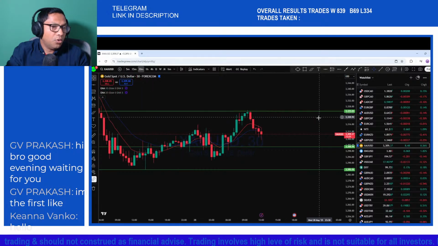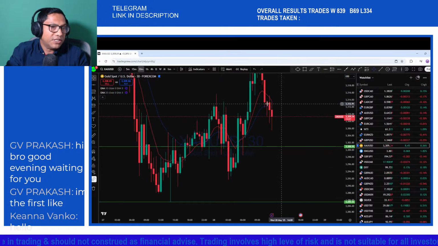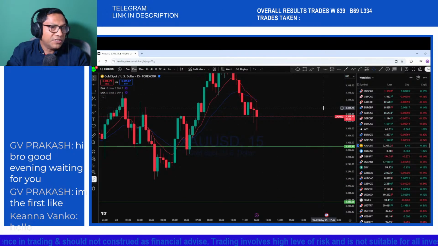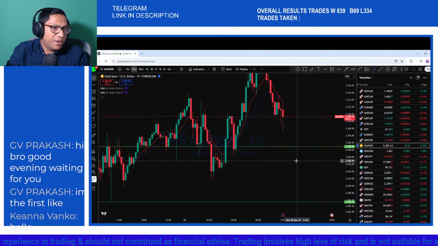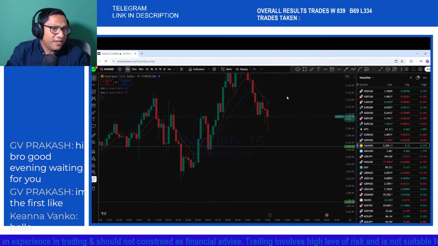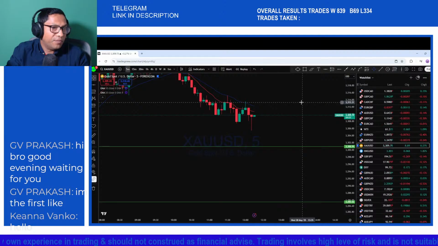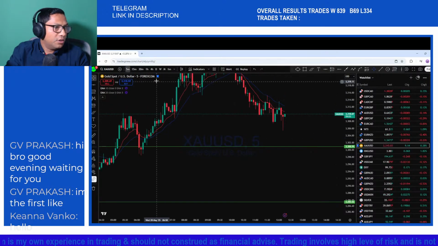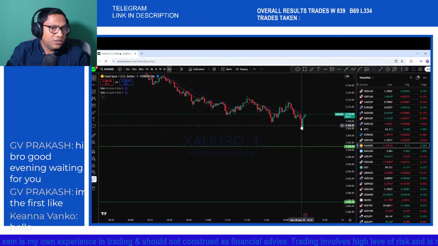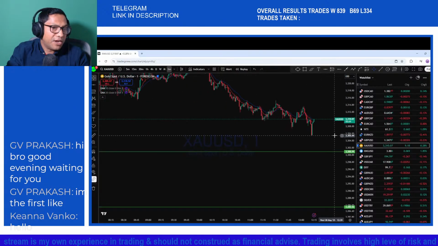Looking at the 15 minutes candle, closing a couple of minutes ago, there is a break below, and now it's in a pullback. Looking at the 5 minutes also, there is a doji formation. This is rejection, we can see primarily.